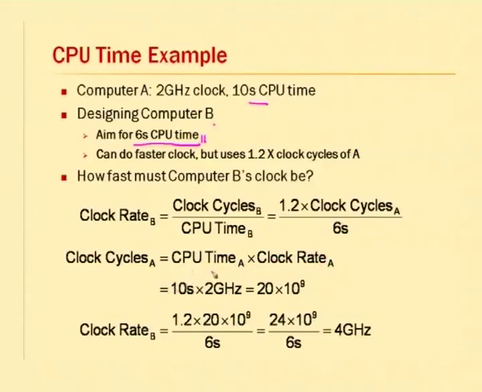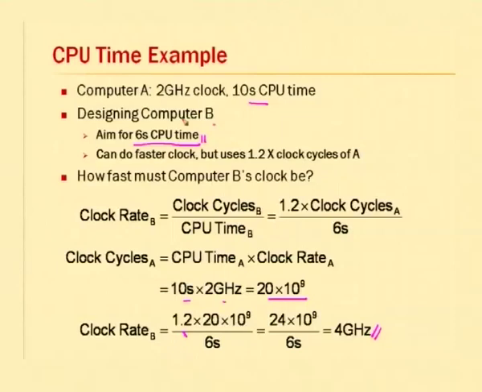So now we know that CPU time on A was 10 seconds and clock rate A was 2 gigahertz. Therefore 10 seconds into 2 gigahertz, 20 into 10 to the power 9 clock cycles was the clock cycles of A. So now what will be the clock rate of B, therefore substituting this value back over here. So you get 1.2 into 20 into 10 power 9 divided by 6 seconds, which is 24 into 10 power 9 by 6 seconds, which comes to about 4 into 10 power 9 or 4 gigahertz. So I need to use a clock rate of 4 gigahertz in order to achieve a 6-second CPU time on computer B.